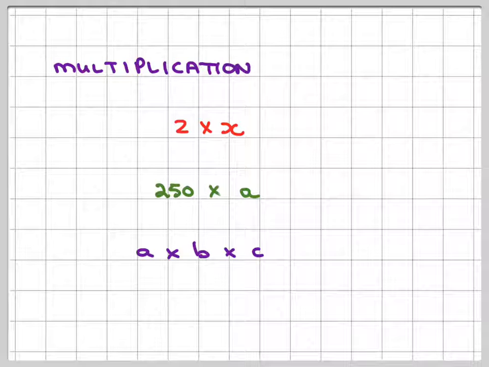Welcome to my short lecture on the many faces of multiplication. There are three ways that we will find multiplication in maths and arithmetic. One of them is this way.